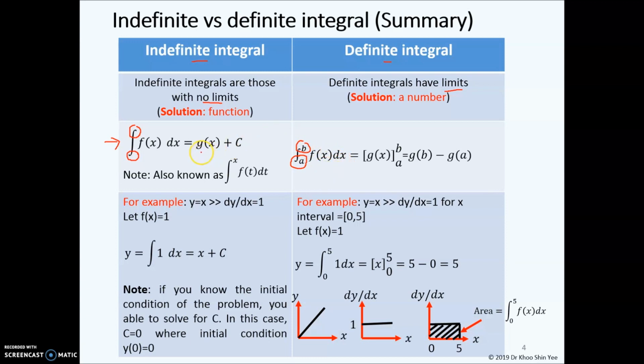The answer for an indefinite integral is a function with a constant. But on the other hand, a definite integral has limits here, where you have to substitute inside the function g(x) to obtain g(b) minus g(a), which gives you a finite answer, which is a number.